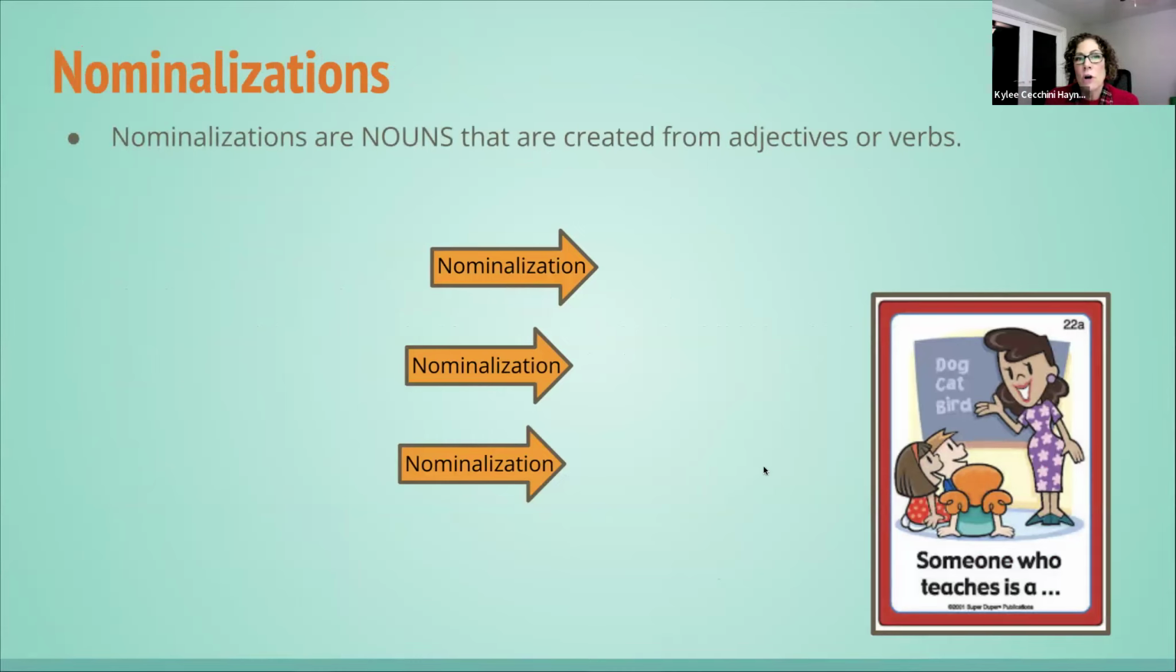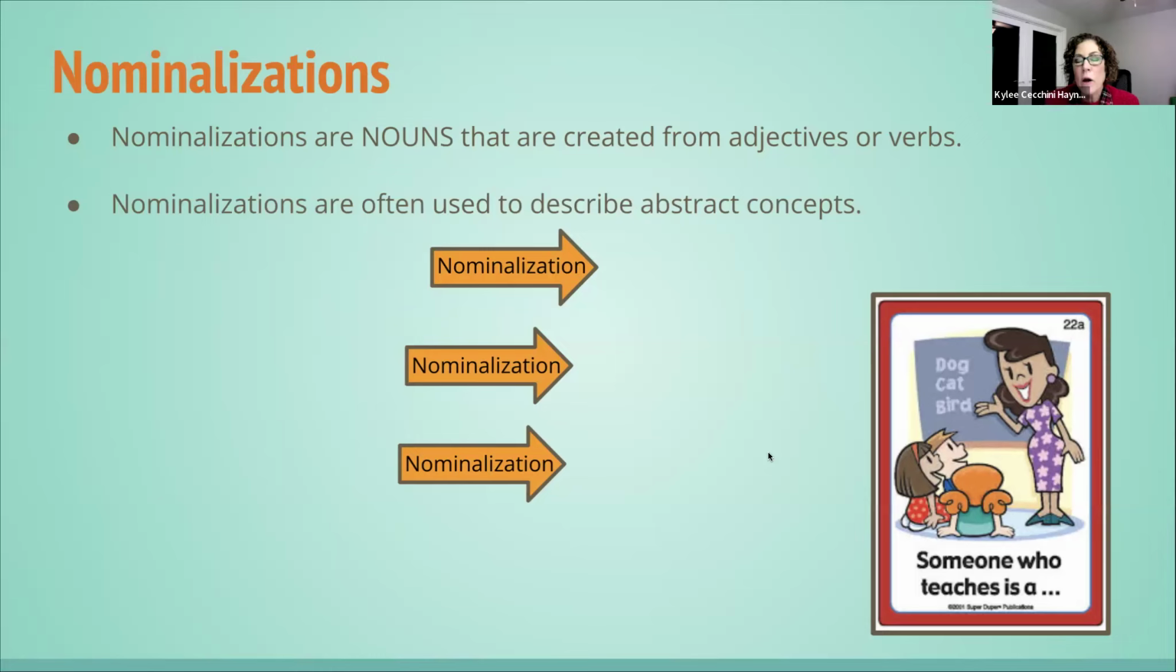So nominalizations are nouns that are created from adjectives or verbs, okay? And they're often used to describe abstract concepts, which is why we find them in science, we find them in math, we find them in social science as you move up the grade levels. And of course you find them in language arts, in writers that are really outstanding writers. So an example is the word interfere. It's a verb, to interfere. There's an actual action there, but interference is the nominalization of it. It becomes the noun.